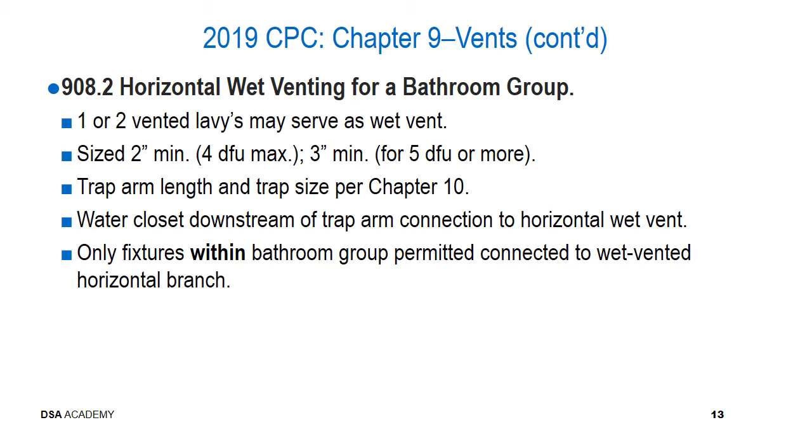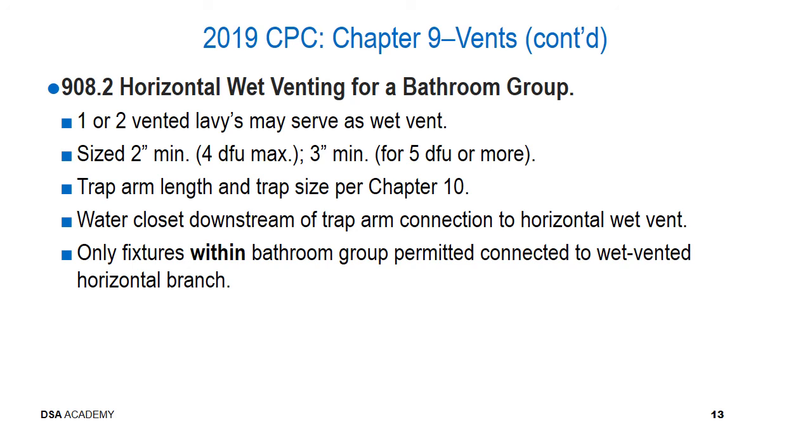The sizing for the piping of the wet vent itself has got to be 2 inches minimum for 4 drainage fixture units, or 3 inches minimum for 5 drainage fixture units or more. The trap arm length and the trap size has got to comply with Chapter 10, and we'll be discussing that in the next section of slides in more detail.